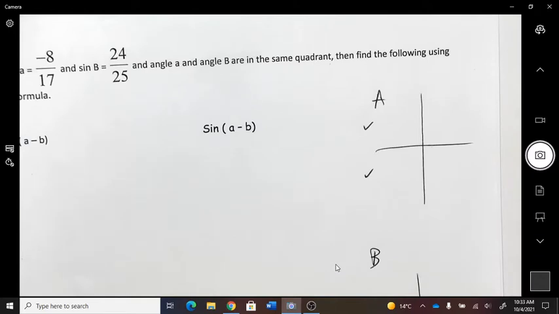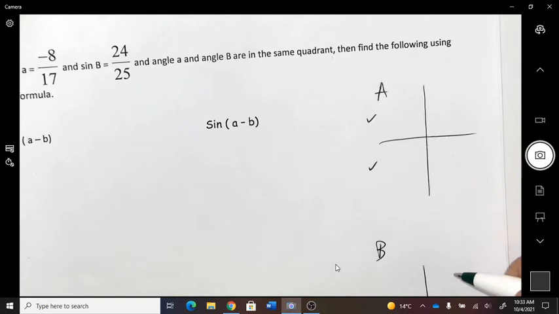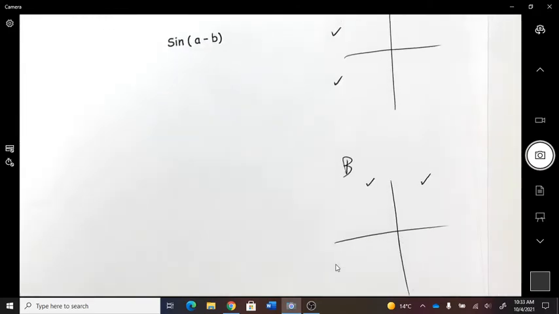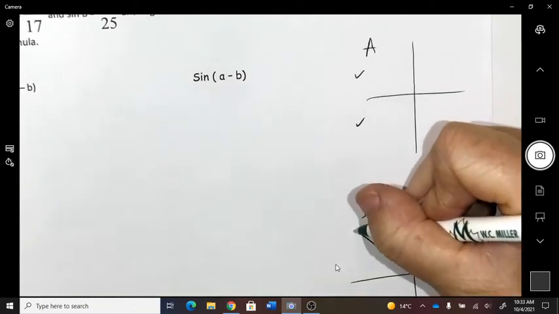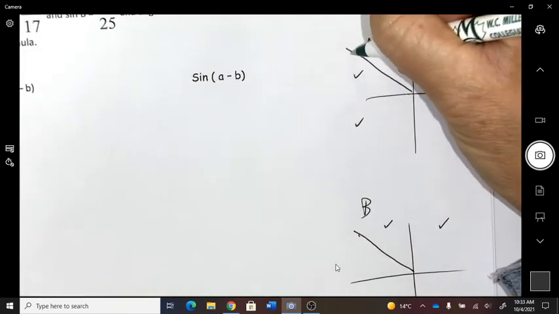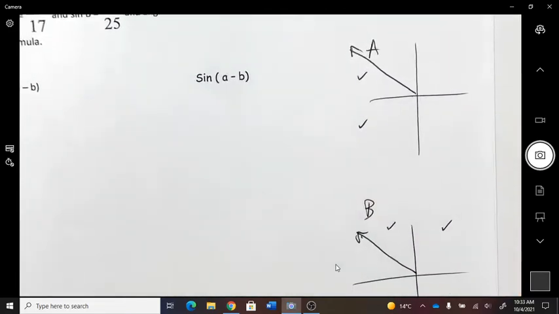And what do we got here? Angle A and B are in the same quadrant. Okay. So A could be there. Where could B, angle B, be located? Where's angle B? Sine is positive. So it could be in the tops. They're in the same quadrant. So what quadrant do they have to be in? 2. Okay, so you have to reason the quadrant stuff out.